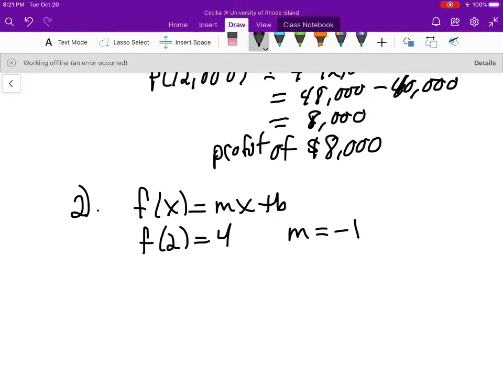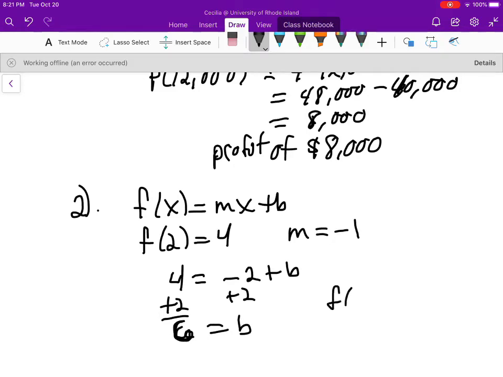So now we have a point and a slope. So we'll use our y equals mx plus b, substituting in 2 for x, -1 for m, and 4 for y. And we solve for b. So adding 2 to both sides, we see that b is equal to 6. So our function is -x plus 6, so the -1 is what's bringing in the negative in front of the x, and plus 6.